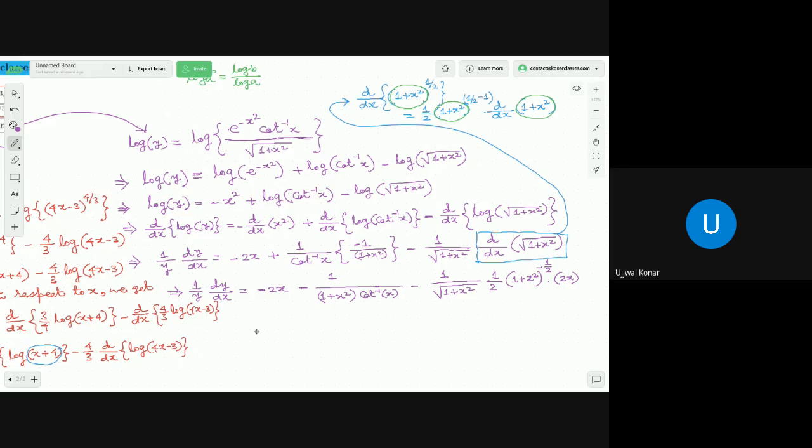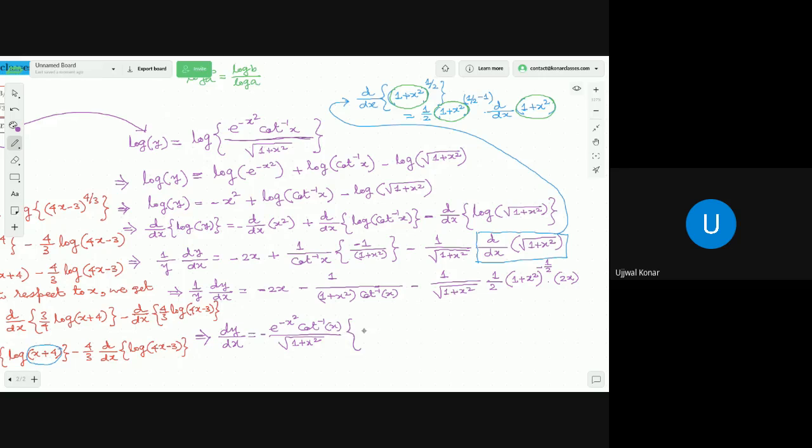So this implies dy/dx is equal to y. Y is what? Y is that big thing, whatever has been given to us, e power minus x square into cot inverse of x, correct? Yeah. Divided by square root of 1 plus x square. In fact, as there are all negative, so I can take that negative one out. Correct, dear students?